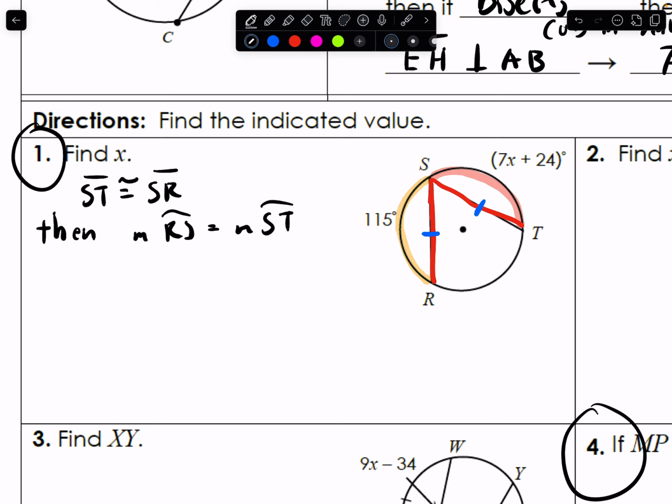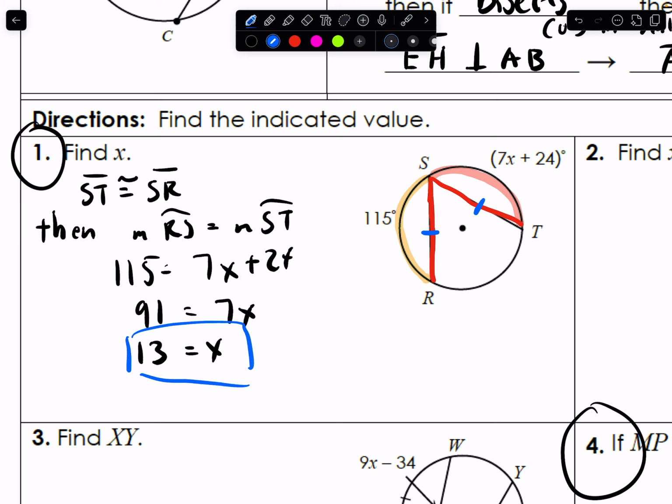Take a second to process that. That's pretty much the whole lesson: if one chord is equal to another chord, then their two arcs are equal to each other. So the first arc SR is 115, equal to 7x plus 24. 115 minus 24, that's 91, is equal to 7x. x is equal to 13. And that's my answer.